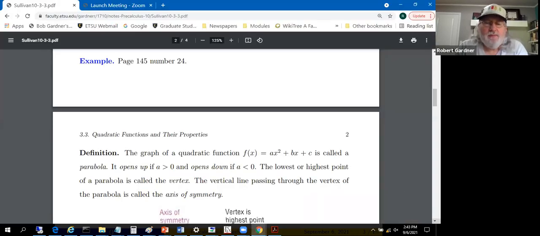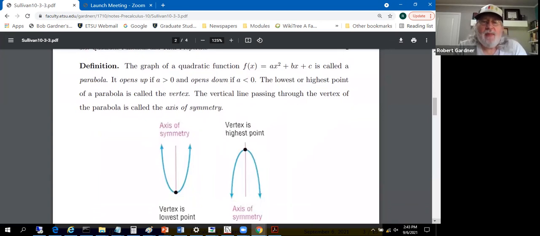Returning to the notes, making an observation and introducing the term parabola. The graph of the quadratic function f of x equals ax squared plus bx plus c is called a parabola. So we'll just use that term. When you deal with conic sections in Precalculus 2, you'll give a more formal definition of what a parabola is. And you'll ultimately see that parabolas are the graphs of quadratic functions.